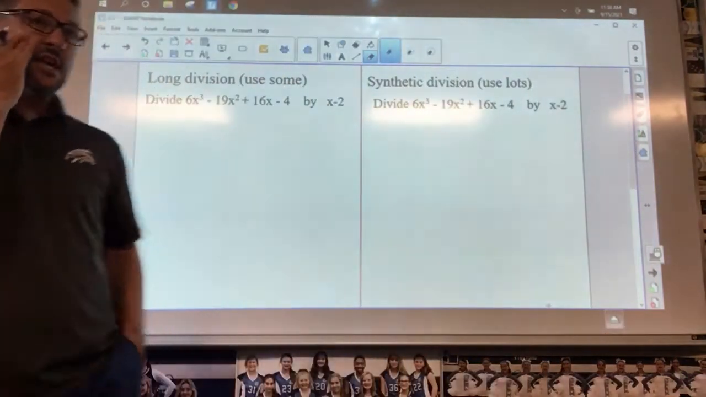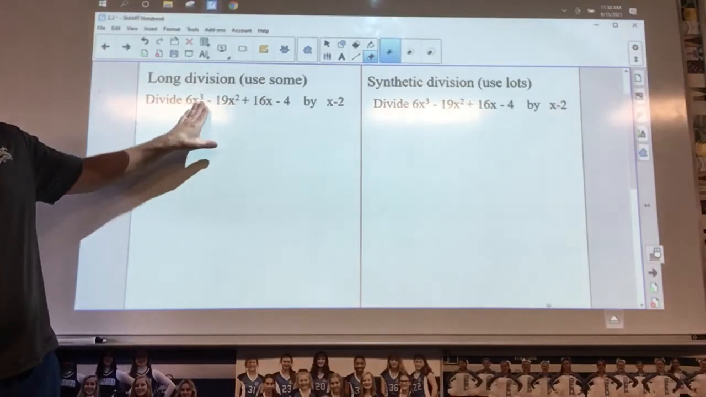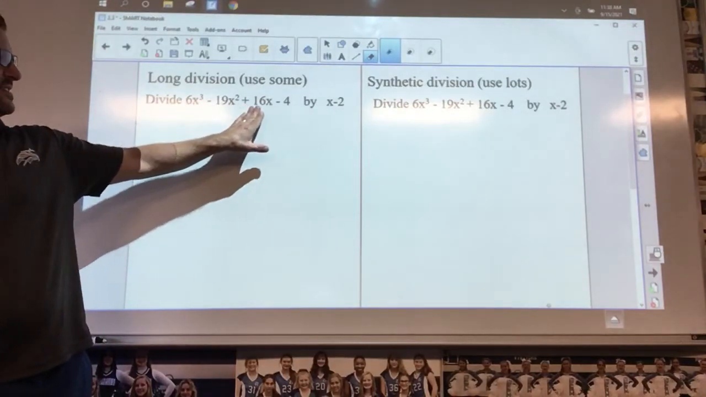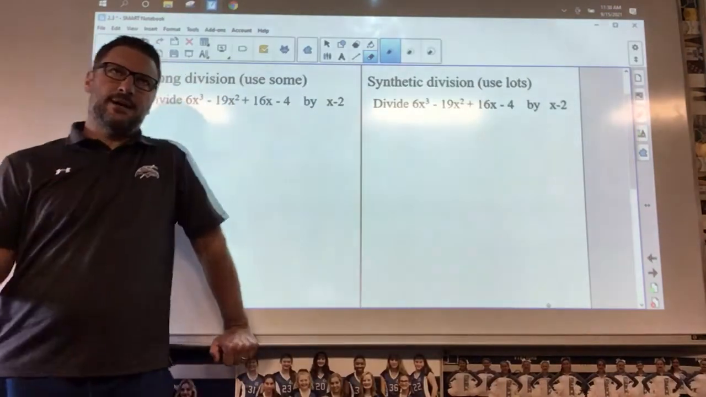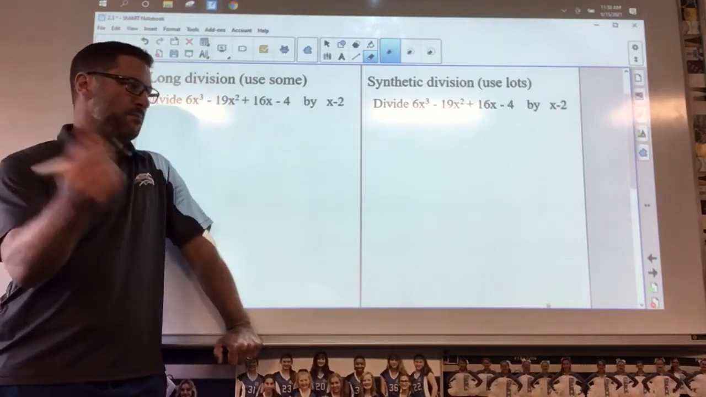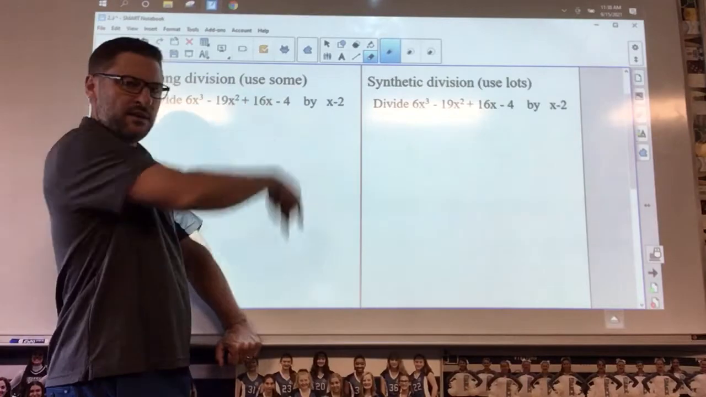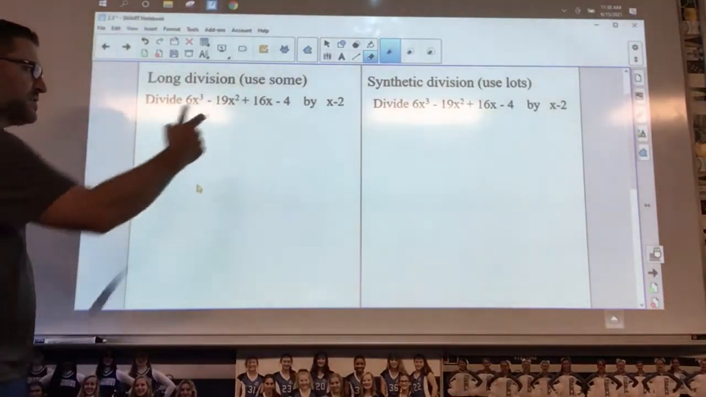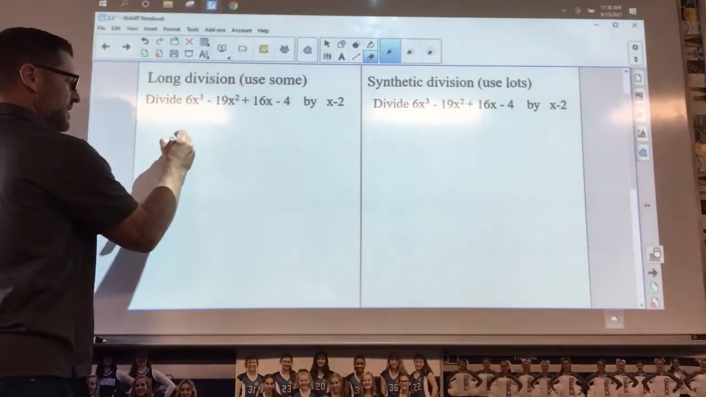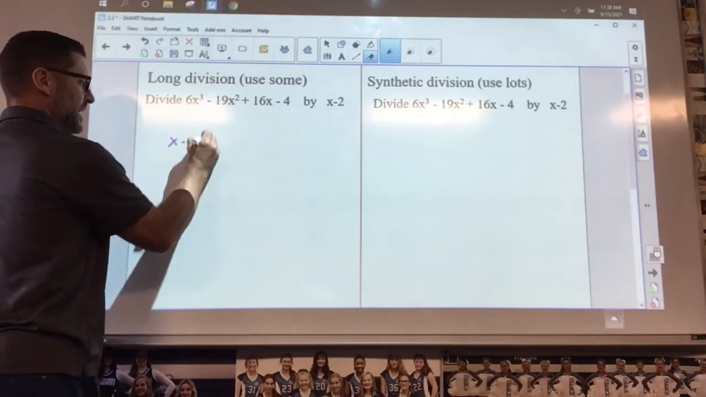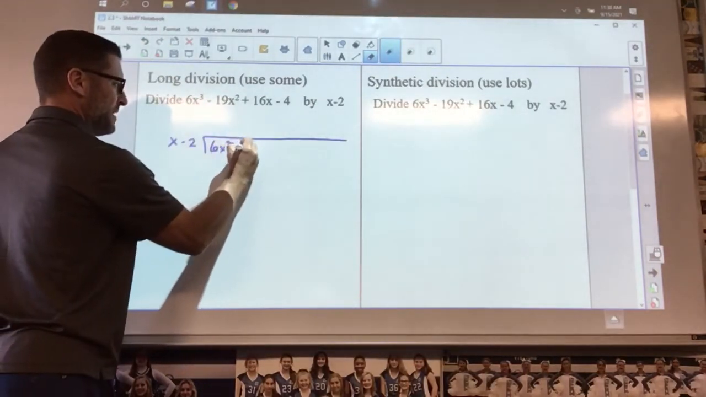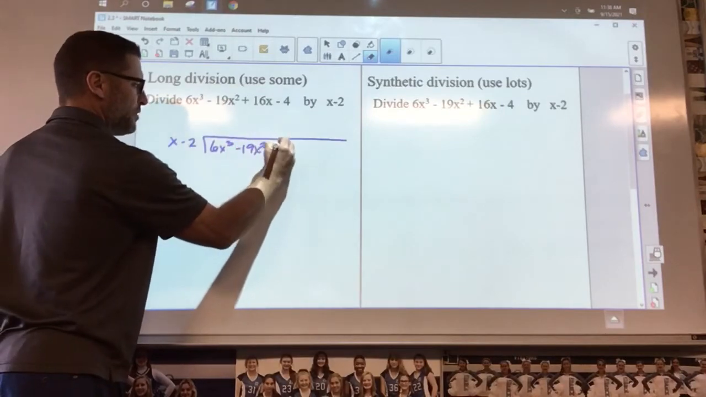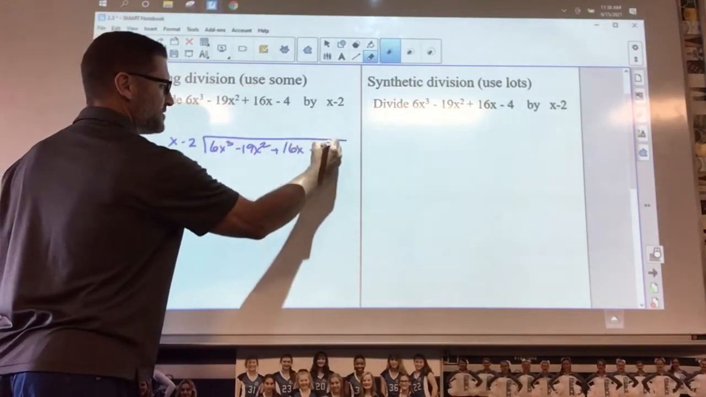We're actually going to take this polynomial here, 6x cubed minus 19x squared plus 16x minus 4, and I'm going to use what you would have done in 8th grade math, which is, you put a number outside the hut and then you divide it in and use long division. So I'm going to take x minus 2 on the outside. That's what's doing the dividing. And I'm going to divide it into 6x cubed minus 19x squared plus 16x minus 4.